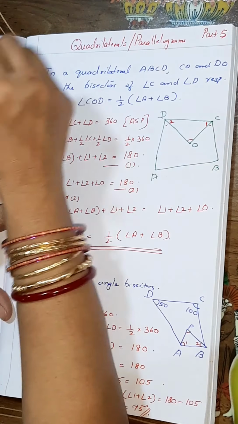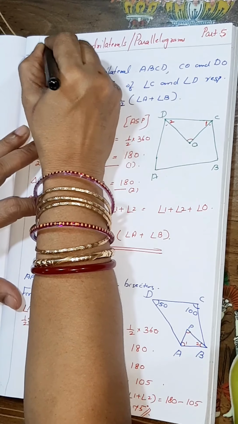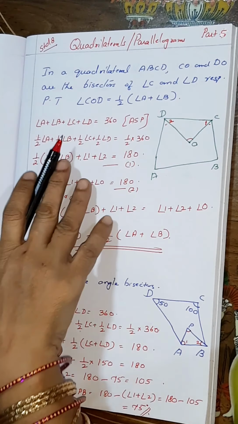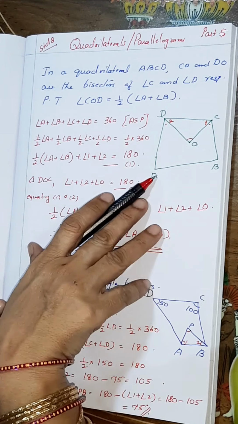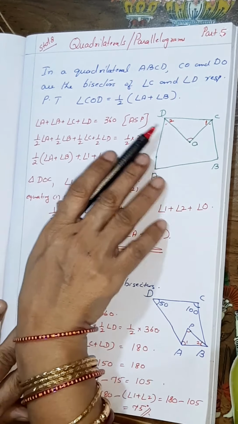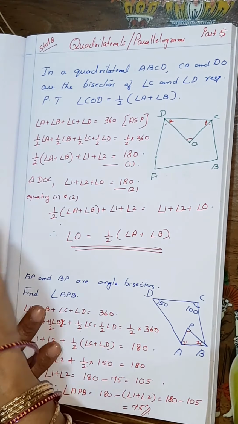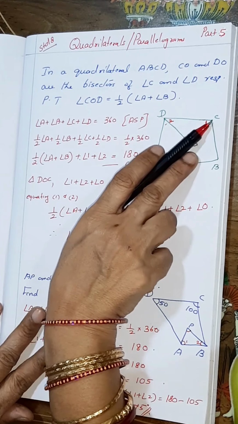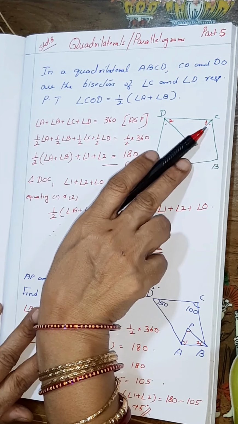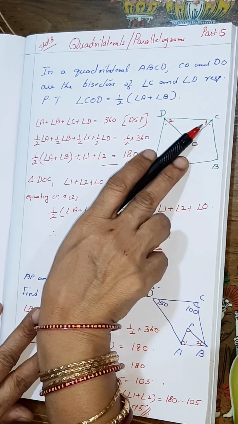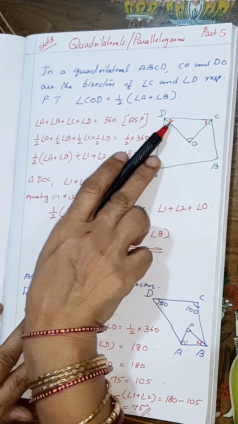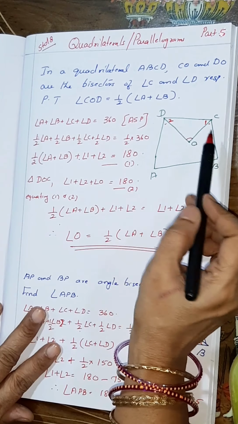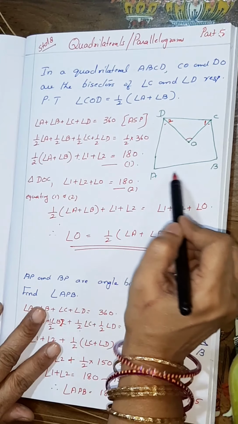So we are doing quadrilaterals, chapter quadrilaterals and parallelograms for standard 8. So in this figure, a quadrilateral ABCD is given and CO and DO are the bisectors of angle C. Angle bisectors means that this CO will bisect this angle into two equal parts. That means this angle and these two angles will be equal, and similarly these two angles will be equal. Now you have to prove COD is equal to half of A plus B.